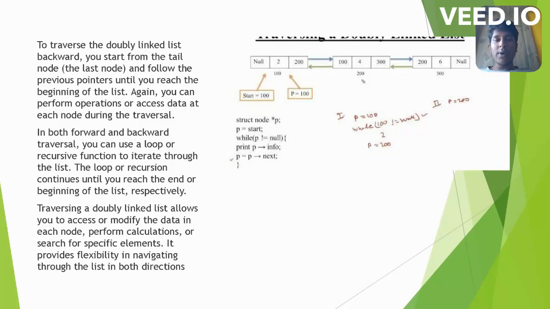In both forward and backward traversal, you can use a loop or a recursive function to iterate through the list. The loop or recursion continues until you reach the end or the beginning of the list, respectively. Traversing a double linked list allows you to access or modify the data in each node, perform calculations, or search for a specific element. It provides flexibility in navigating through the list in both directions.